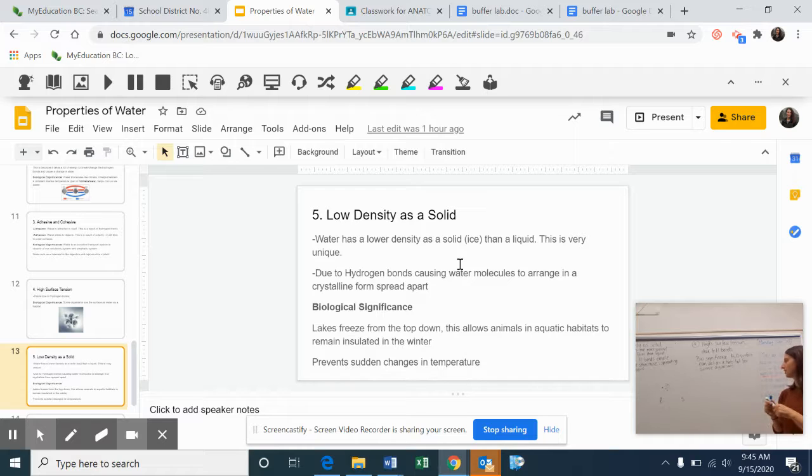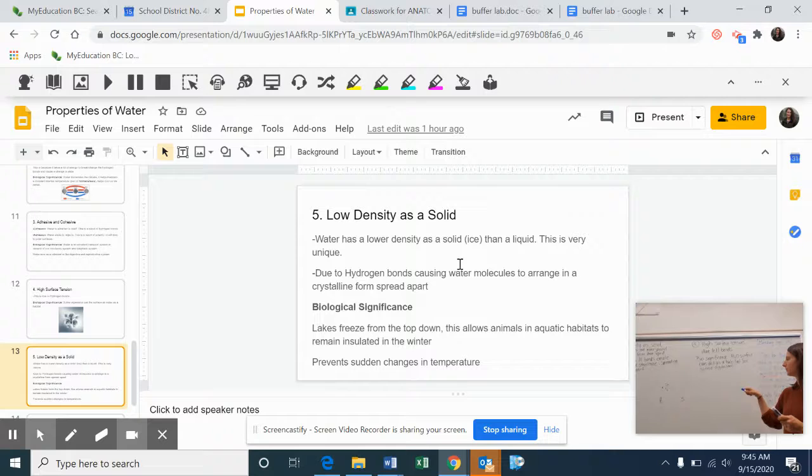So in solids, molecules are further apart. If you guys have ever frozen water in a smaller container, has it cracked it or something? Yeah, so that's the hydrogen bonds. Kind of wild, I think.